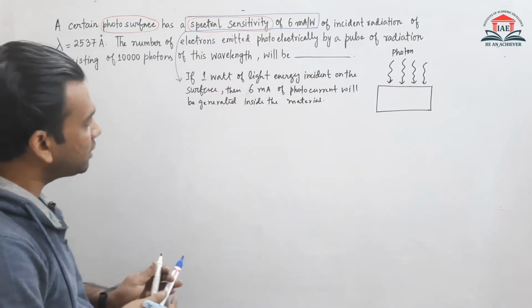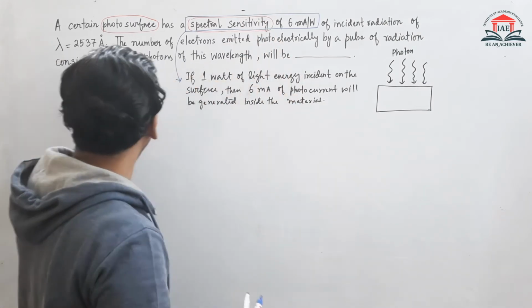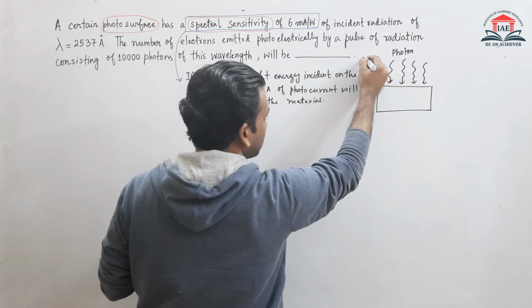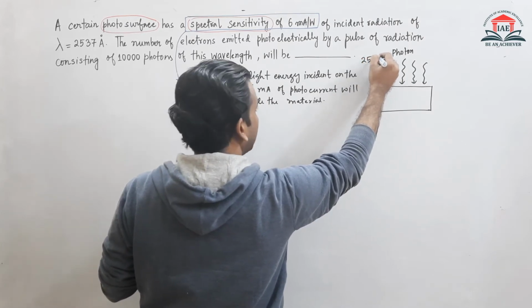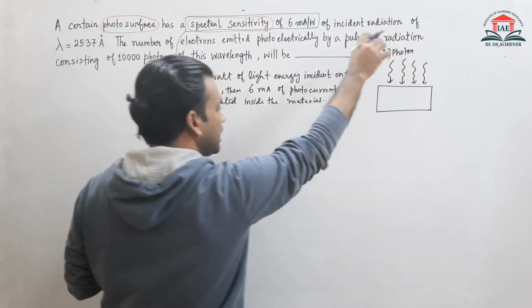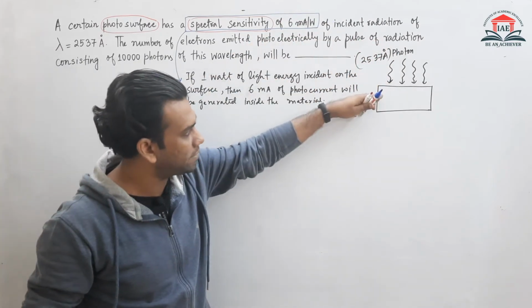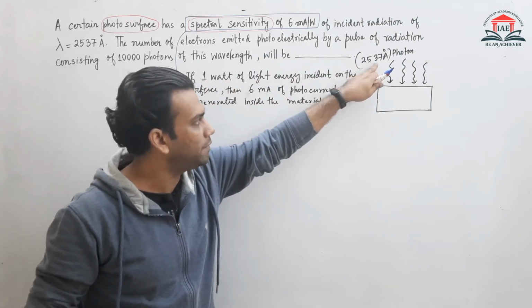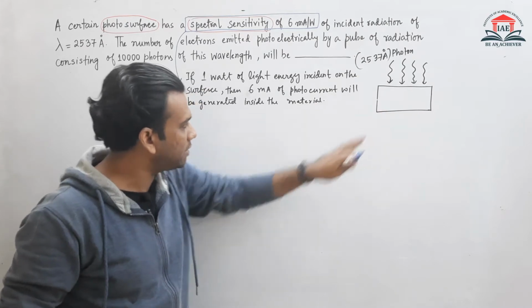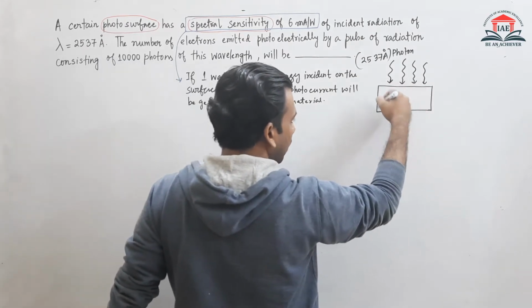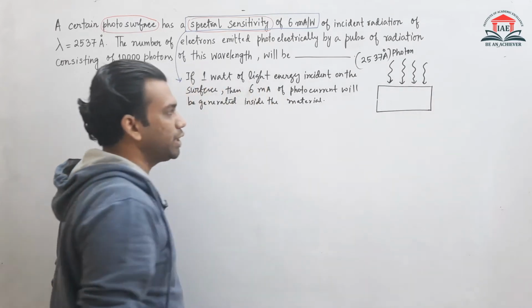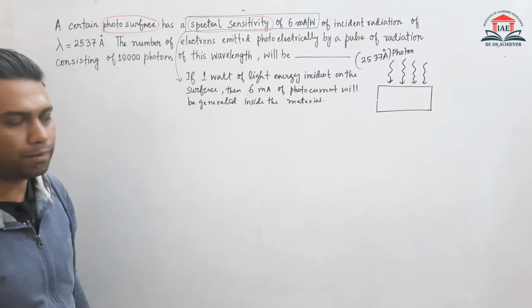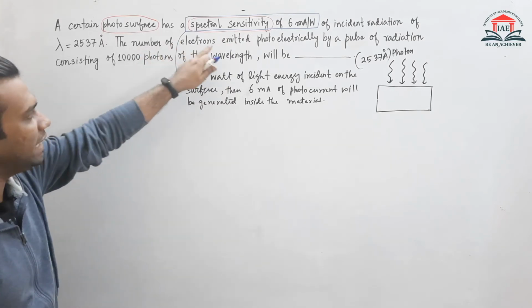Now the radiation incident, the energy that is incident, what was its wavelength? 2537 angstrom. So the wavelength here was 2537 angstrom. This wavelength of light was incident on the surface, and if 1 watt of this light energy of 2537 angstrom is incident on the surface, then 6 milliampere of photocurrent will be generated inside the semiconductor. This means the spectral sensitivity of 6 milliampere per watt.